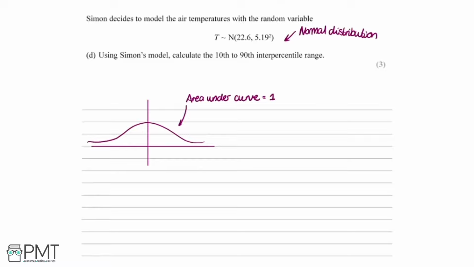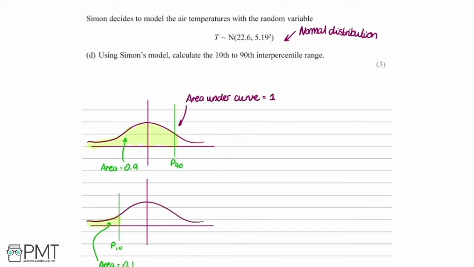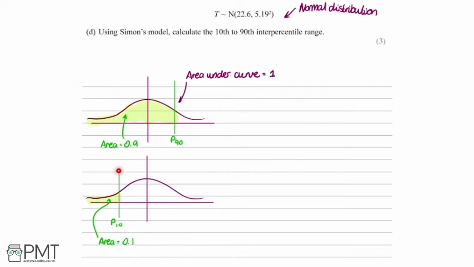If we want to calculate the 10th to 90th interpercentile range, we need to work out the 90th percentile and the 10th percentile. So if we label this one here as the 90th percentile, due to the fact that the area under the curve is 1, this means that the area to the left of the 90th percentile is 0.9. And for the same reason, we know that the area to the left of the 10th percentile is 0.1. So I'm going to write this in a bit of a different way. I'm going to say the probability that T, which is our random variable, is less than the 90th percentile equals 0.9, and the probability that T is less than the 10th percentile is 0.1. And our job now is to work out what the 90th percentile and the 10th percentile are.